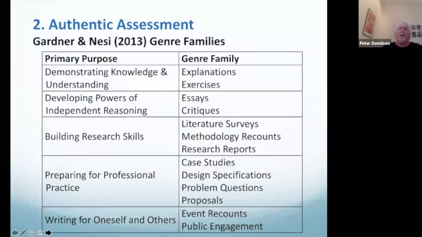It's also going back to Gardner and Nesi's genre families. They looked at what kind of writing students actually do at university, and their work was very interesting. They divided it into 5 different purposes: demonstrating knowledge and understanding, and the types of writing that included were providing explanations and doing exercises. Students do a lot of exercises in class.